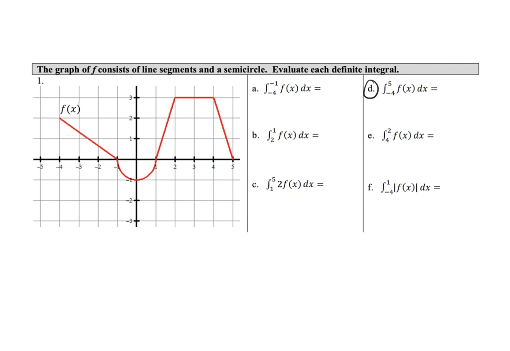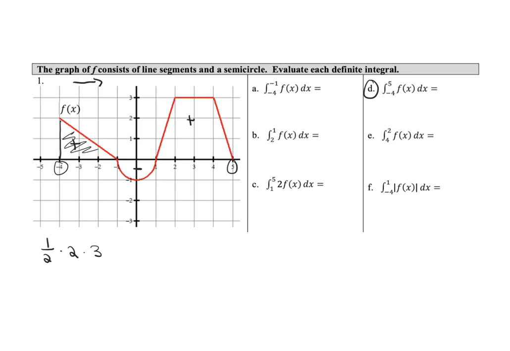So you're finding the area under the curve. So this is the whole thing, from -4 to 5. When we are going in the right direction, everything above the x-axis will be positive area, and everything underneath the x-axis is negative area.